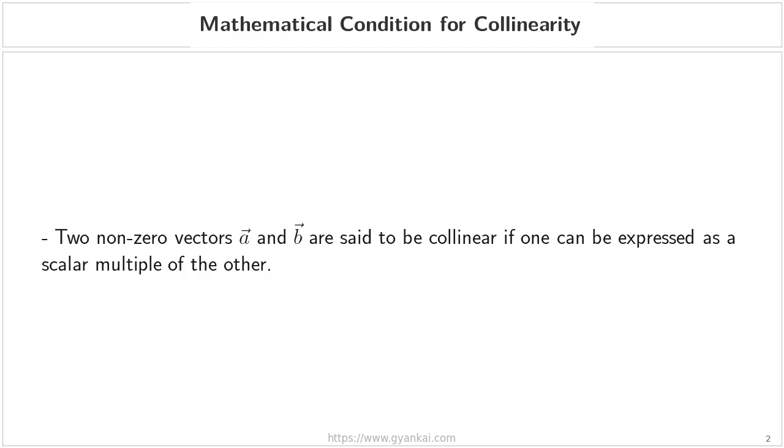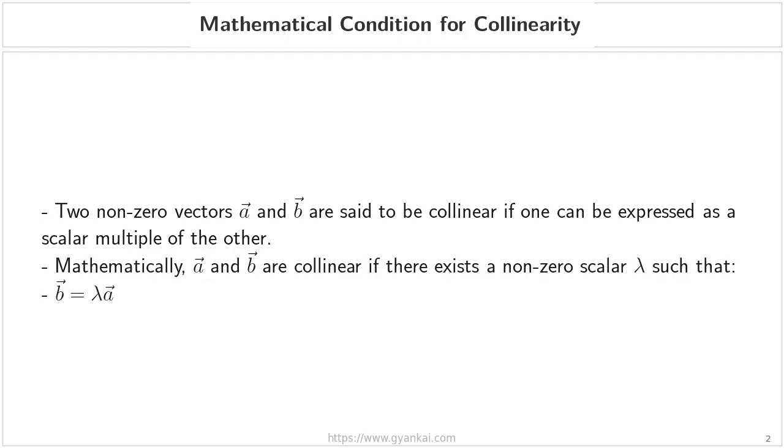Mathematical condition for collinearity. To start, we specify that we are dealing with two non-zero vectors. Let's call them vector A and vector B. We say these two vectors are collinear if one can be expressed as a scalar multiple of the other. In mathematical terms, this means that vectors A and B are collinear if there exists a non-zero scalar, which we will represent by the Greek letter lambda, such that vector B equals lambda times vector A.